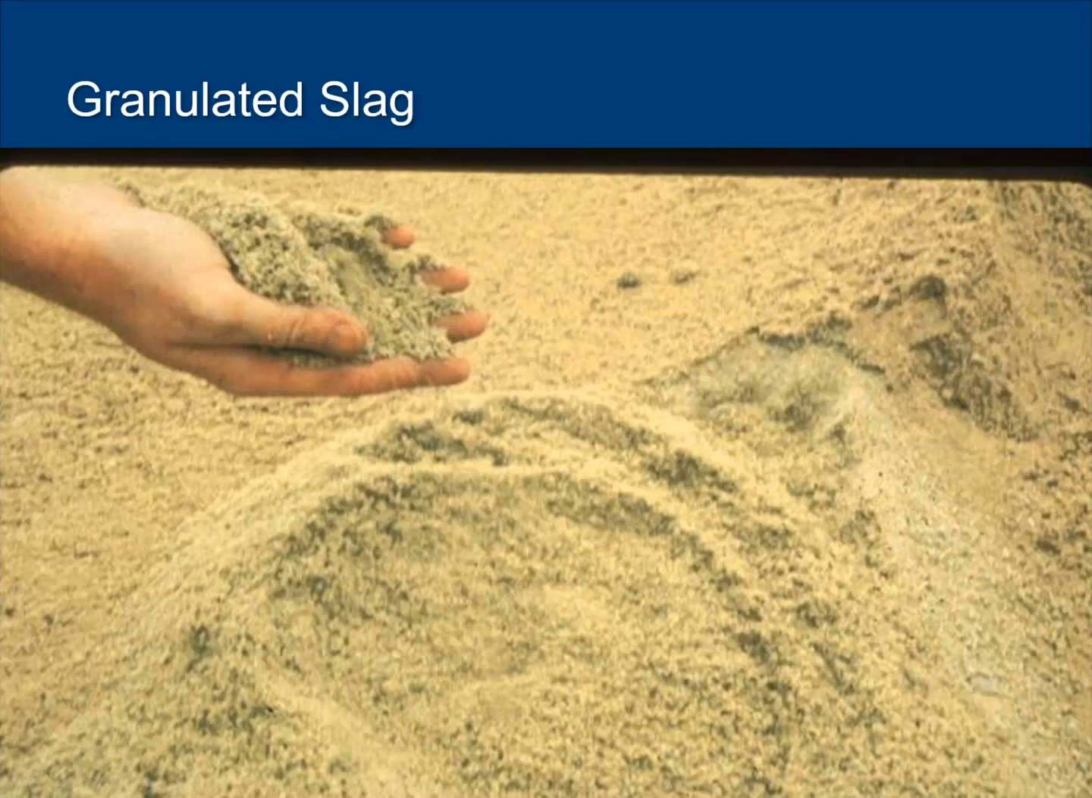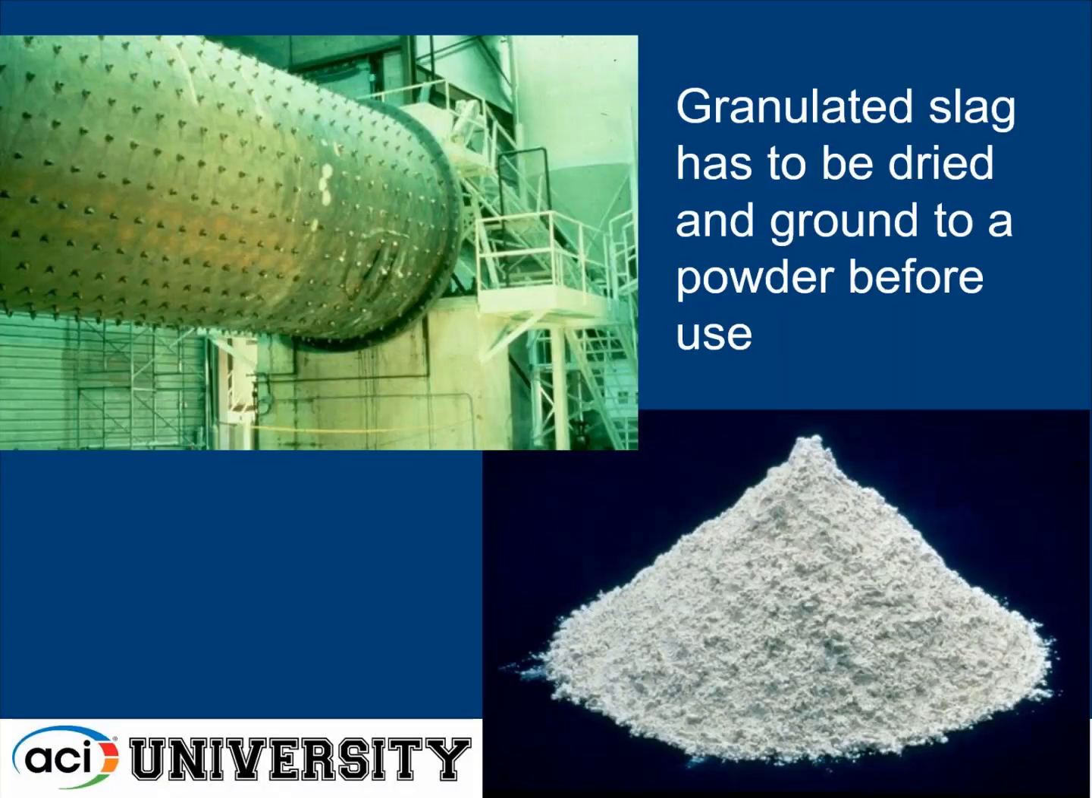So the granulated slag looks like sand, like a coarse sand of that color. And then you take that material, it has to be dried because there's some moisture in it from the granulation process. And then it's ground, typically in ball mills or maybe a vertical roller mill, and ground to a powder to cement fineness before it's used. So you get this nice white powder.